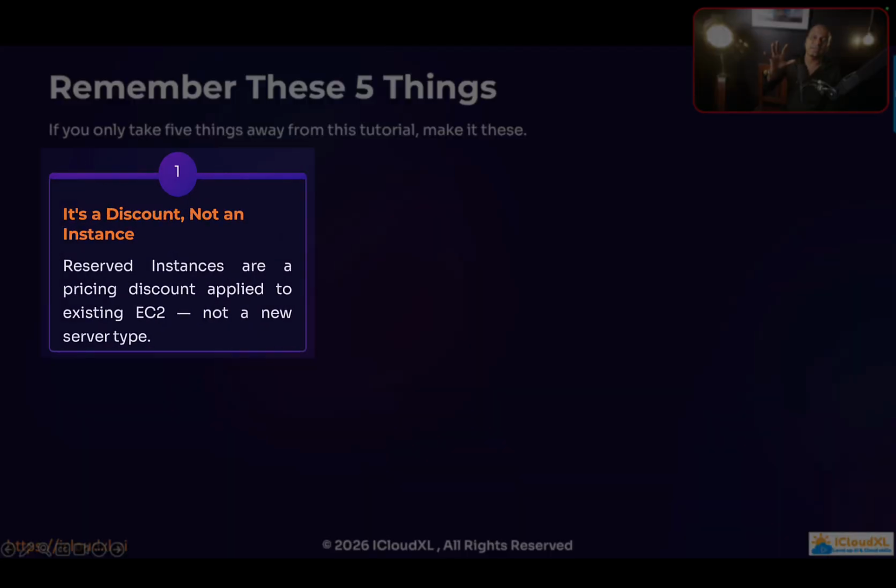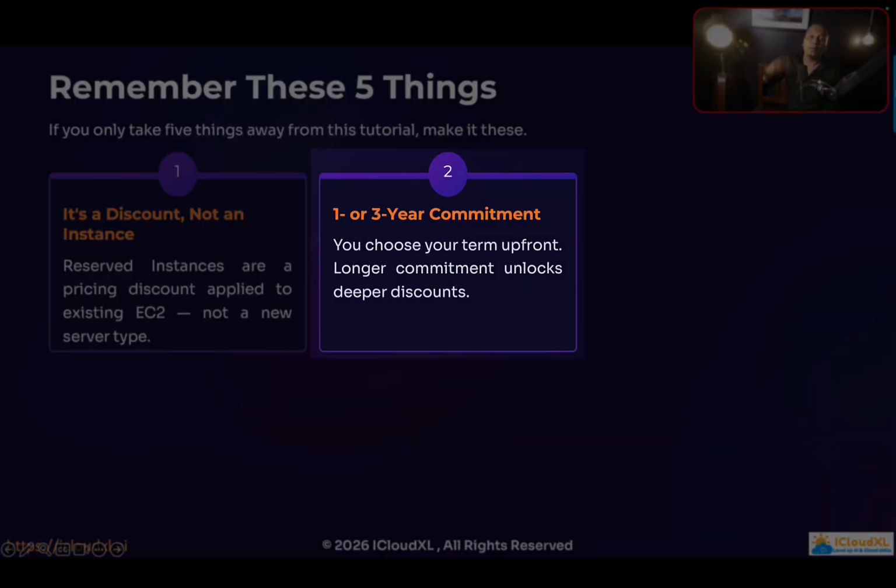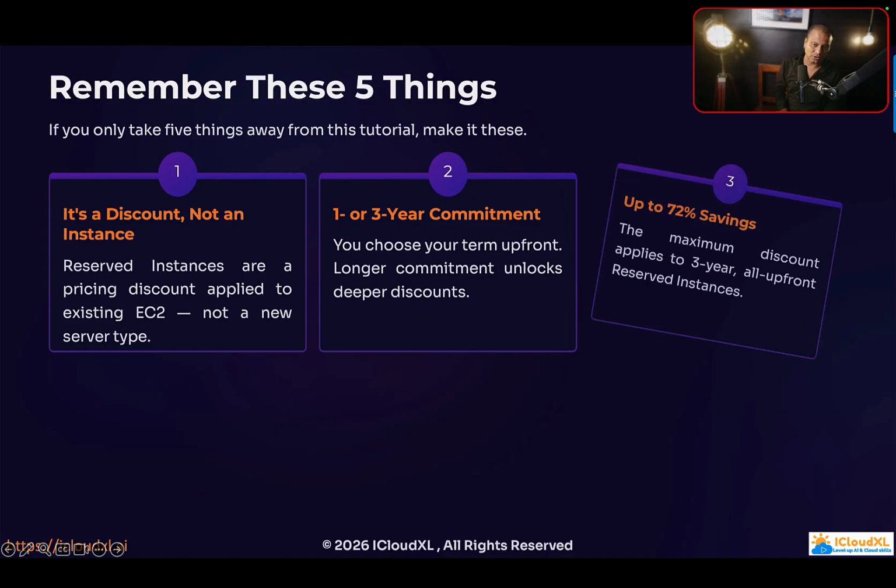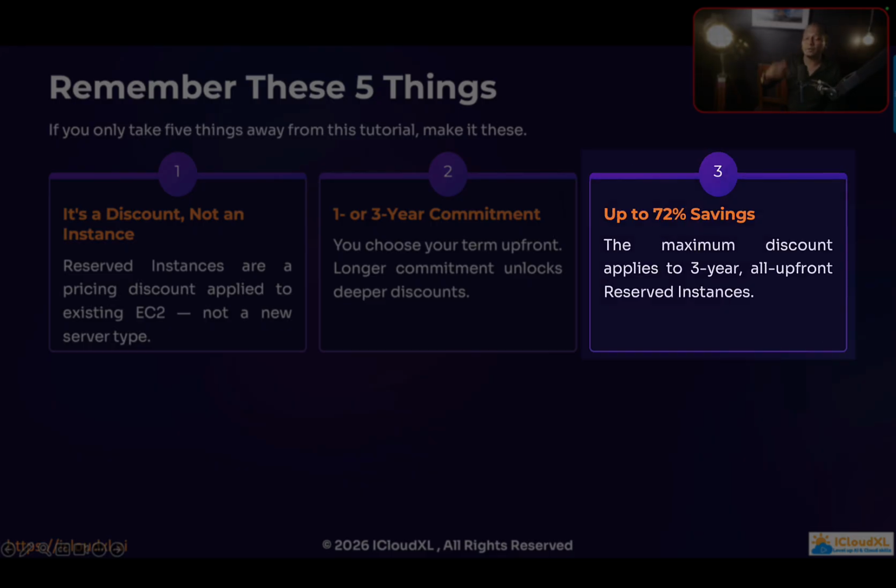Remember these 5 things before you leave. Number 1, reserved instances are a pricing discount applied to an existing EC2 instance, not a new server type. Number 2, remember you need a 1 or 3 year commitment. You choose your term upfront. Number 3, longer commitment unlocks deeper discounts, up to 72% discounts you get. The maximum discount applies to 3 years, all upfront reserved instances.